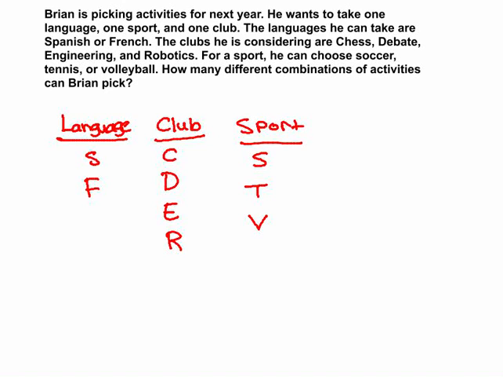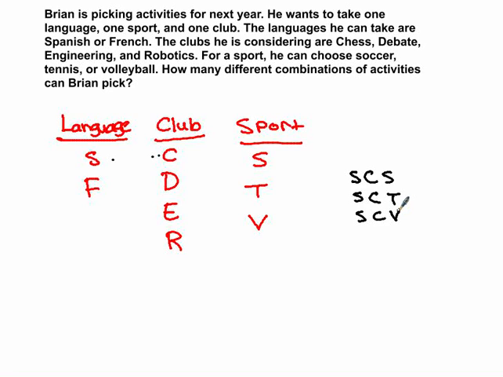So if we're going to go ahead and make combinations, one way to do it really organized is to just focus on one thing at a time. So let's keep the language the same. Let's keep the club the same, and then just find combinations when we're doing the sport. So I can do, let's say I'm going to pick Spanish and chess. If I pick Spanish and chess, I can then do soccer. I could do Spanish, chess, tennis, or Spanish, chess, volleyball.